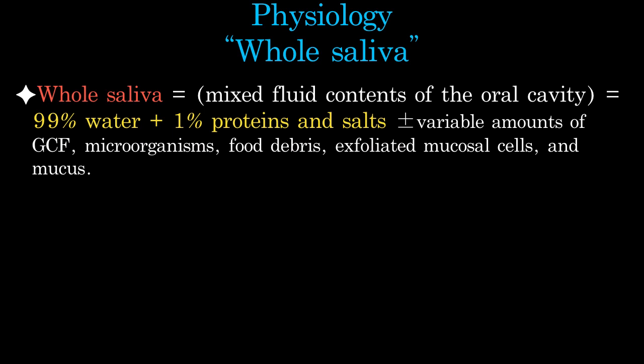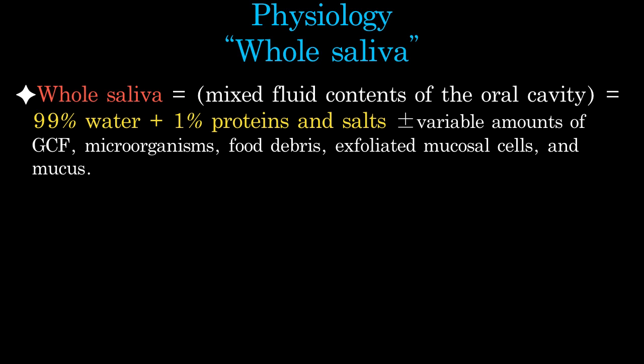What is the saliva that we have in the oral cavity? Is it merely the salivary secretion secreted by the salivary glands? No. What we have inside the oral cavity is what we call whole saliva, which is the mixed fluid contents of the oral cavity. Mainly, it's made of water, along with some proteins that are secreted with the acinar cells, and some salts that are absorbed from the serum.